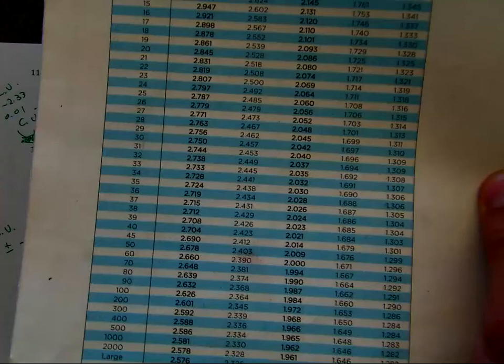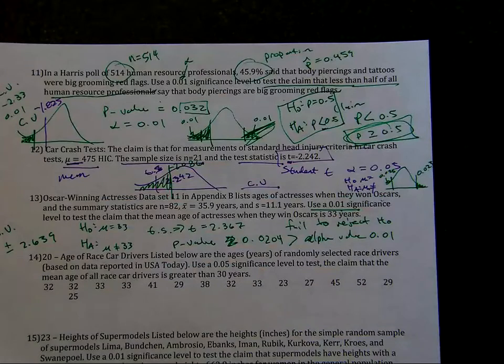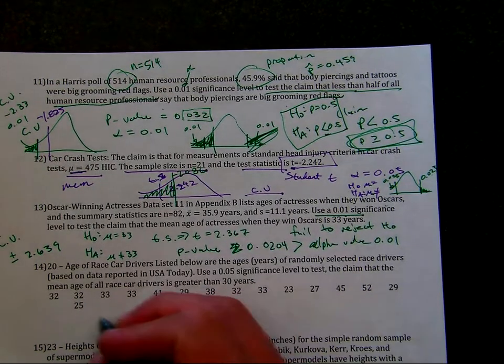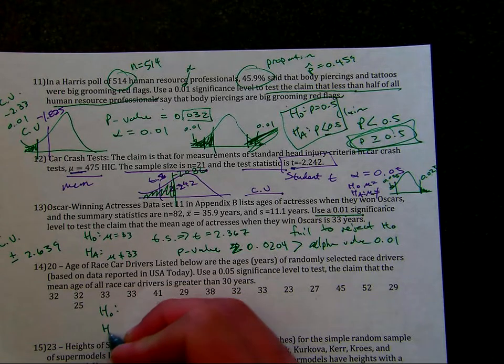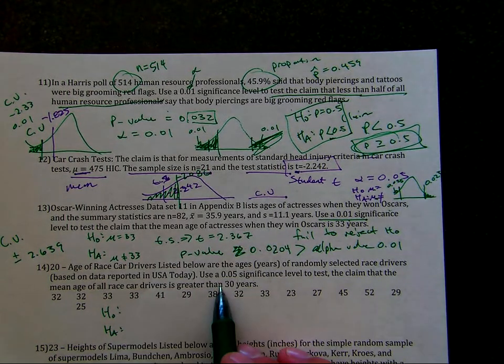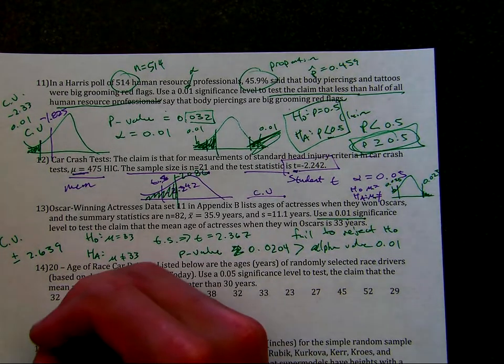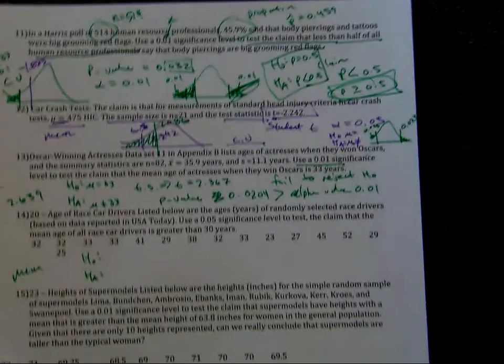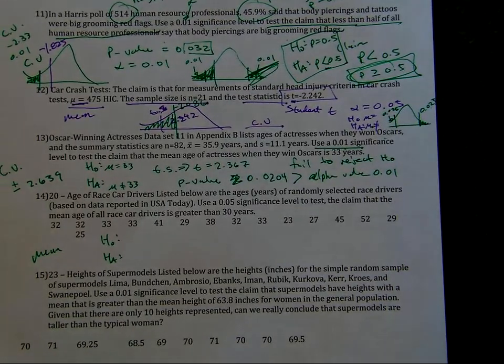Number 14, we have the age of race car drivers. Listed below are ages of randomly selected race car drivers. Use a 0.05 significance level to test the claim that the mean age of all race drivers is greater than 30 years. Okay. All right. Null alternative. Okay. First thing we're doing is we need to figure out what they're talking about. Mean. Okay. They're talking about a mean. So that's how you know whether we're going to be using normal distribution or the student t distribution. In this case, you're going to be using the student t.